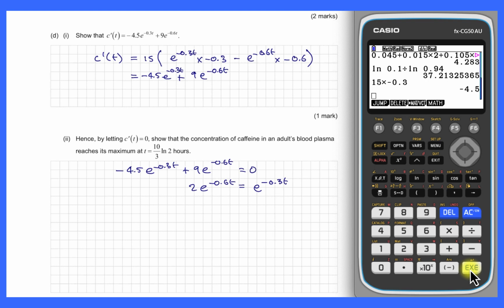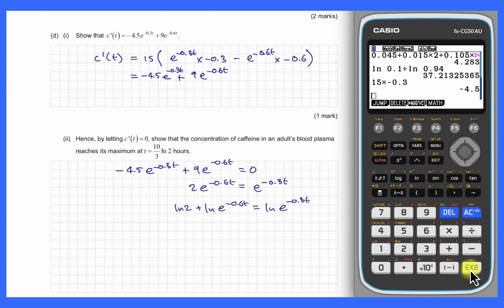Now is a chance for some judicious use of logarithms. I'm going to take a log of both sides, and I'm going to use the log law on the left, the log of AB being the log of A plus the log of B. So I'll get ln 2 plus ln e to the negative 0.6t equals ln e to the negative 0.3t. Obviously, more logarithm laws required here.